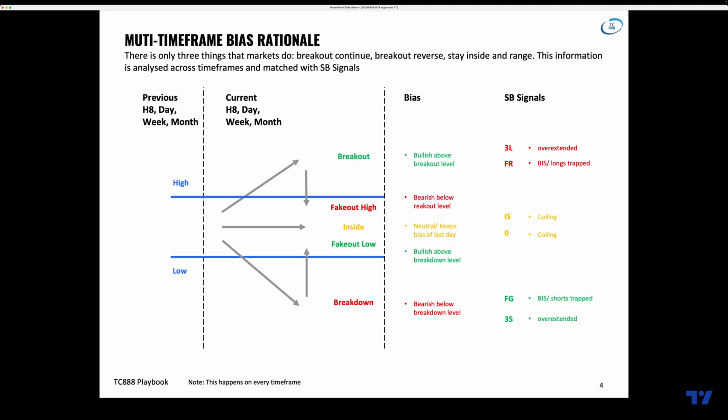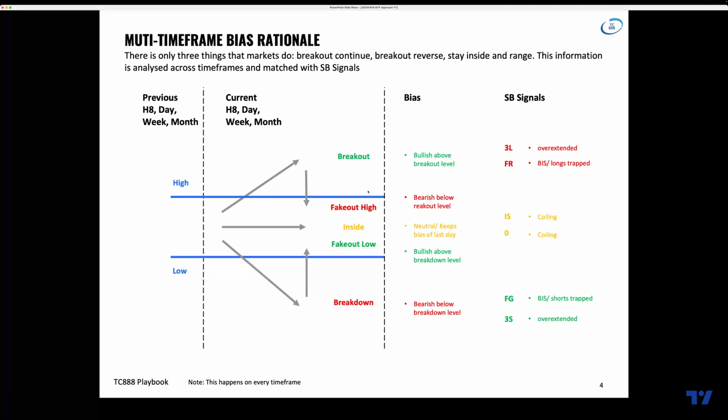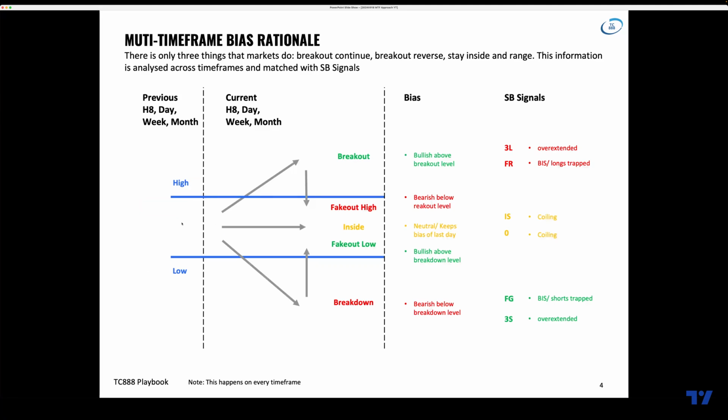So let's look at what the multi-time frame bias is and how it's determined. We're always looking at the three things that markets do, as Stacey always says over and over again. So markets break out and continue, they break out and reverse, or they stay inside and range. He's looking at that as well, and he intuitively also does this across time frames, but he doesn't do it in a very structured and mechanical way.